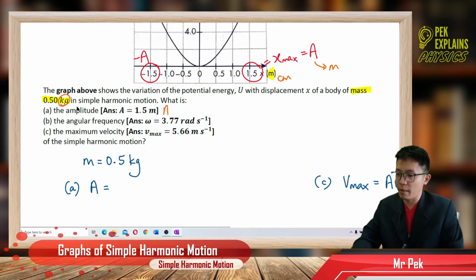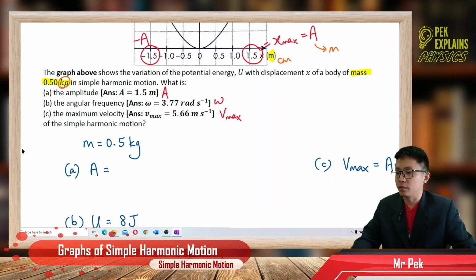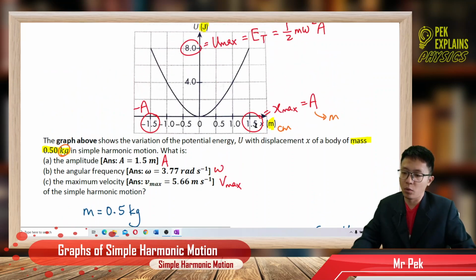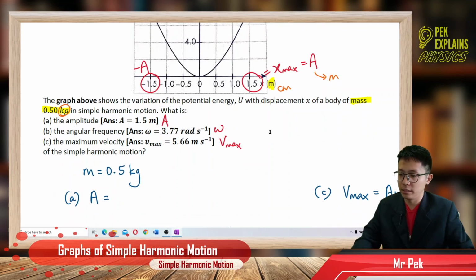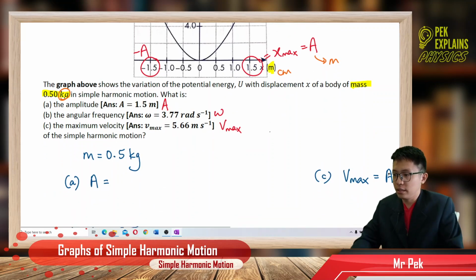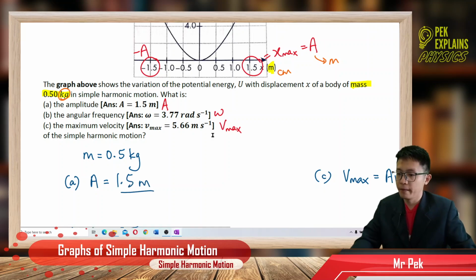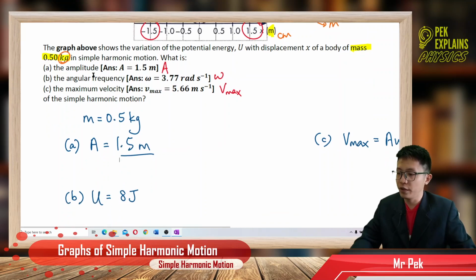So what is the amplitude? Things he asked are the amplitude, the angular frequency which is omega, and the maximum velocity which is V maximum. So what's the amplitude? We already have it. 1.5 meter. Not centimeter. Meter. So the answer is 1.5 meter. Very simple.